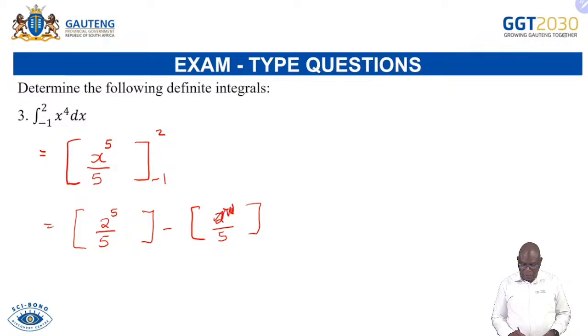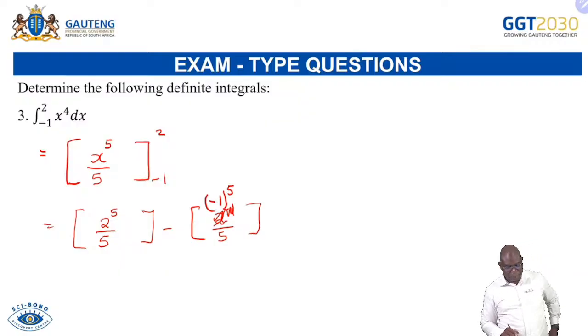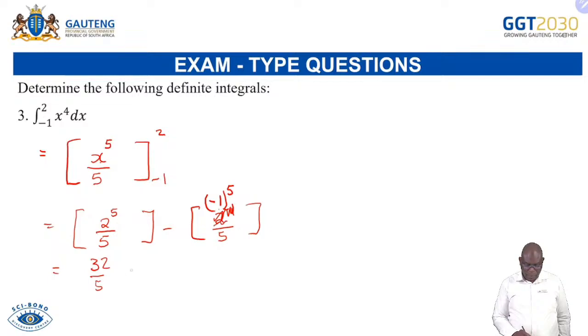Sorry, that's my mistake. So it means that the x must be substituted by minus 1, and that is raised to the power of 5. My mistake, sorry. Right, so now x is 2, so it's 2 to the power of 5. X is minus 1, so minus 1 to the power of 5. And that is 32 over 5 minus, then it must be minus 1 over 5.